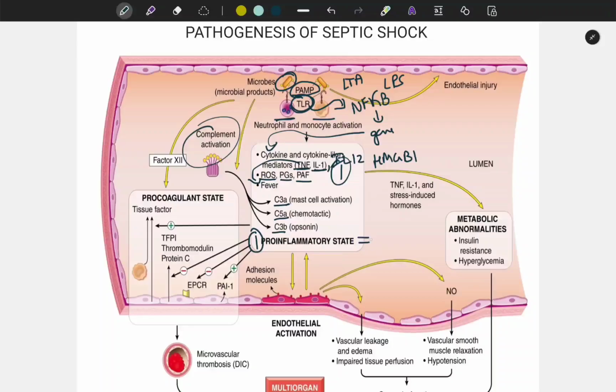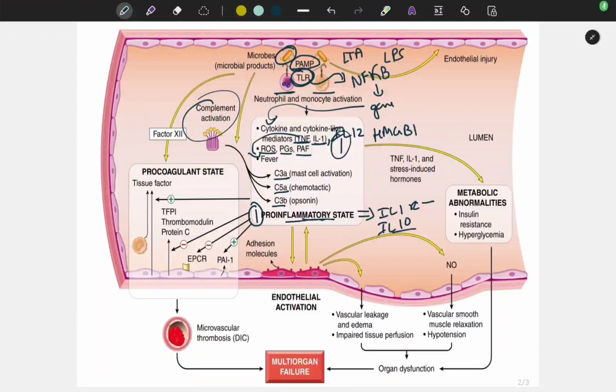This hyperinflammatory state can trigger counter-regulatory immunosuppressive mechanisms through interleukin 1 receptor antagonist and interleukin 10, which is also known as anti-inflammatory cytokine. And so because of this, septic patient may oscillate between hyperinflammatory and immunosuppressed state.